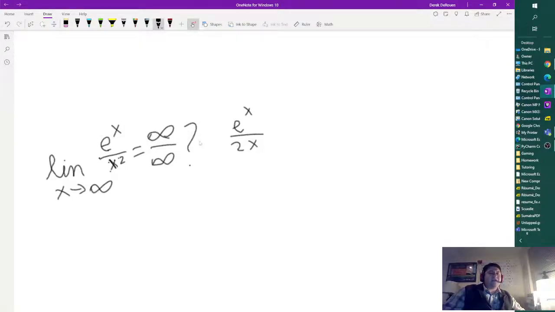But hey, Derek, you told me that this would work. You told me that we would have a defined limit after this? Well, I lied a little bit. What we really can do here in this situation, because again, it's infinity over infinity still, is that we can do another derivative and have e to the x over 2, and then take the limit as x approaches infinity of this, and we get a real limit of infinity.